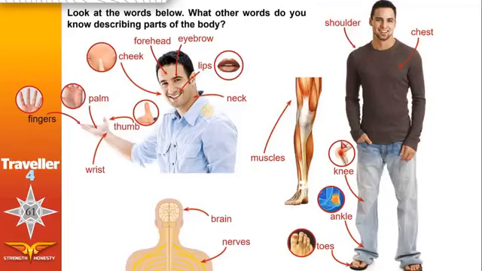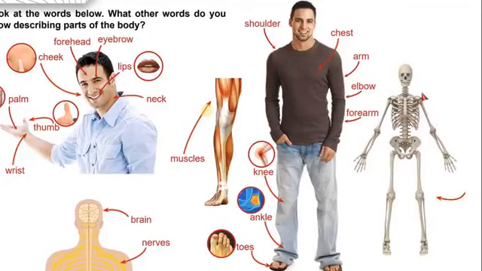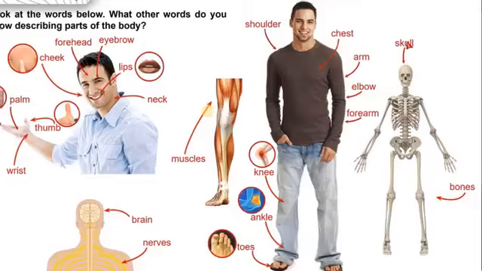We're adding more to the list. Shoulder. Arm. And this joint is called the elbow. Elbow. And this is the forearm. Arm. Elbow. Forearm. And these are the bones. Bones. And this is the skull. The skull. Your head bone is called the skull.